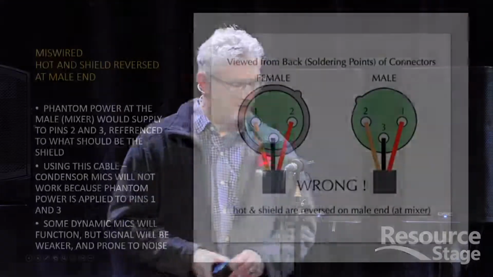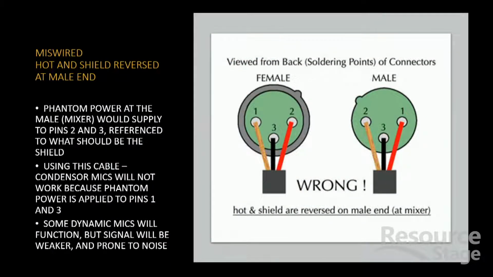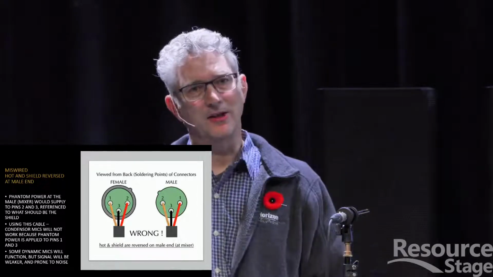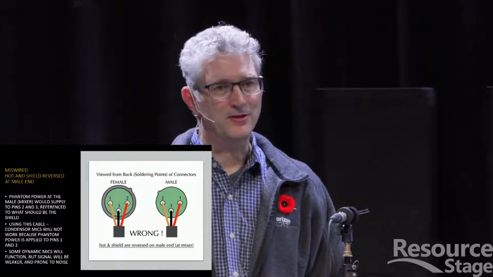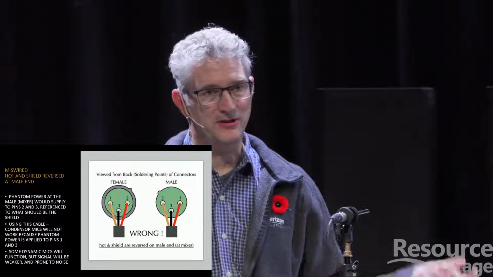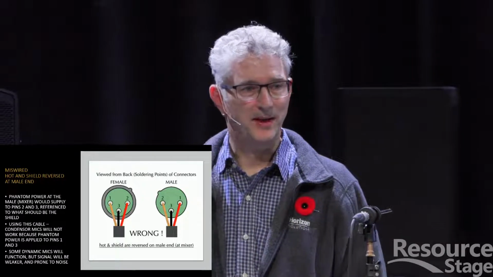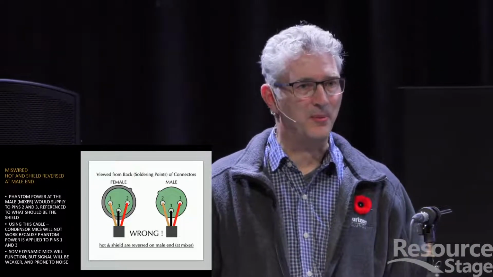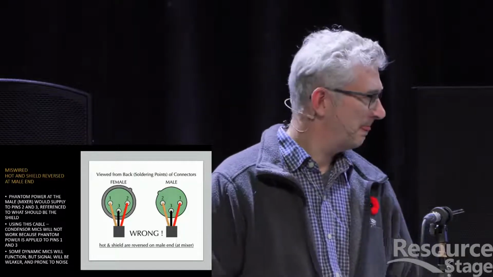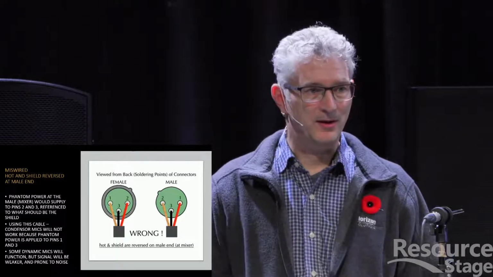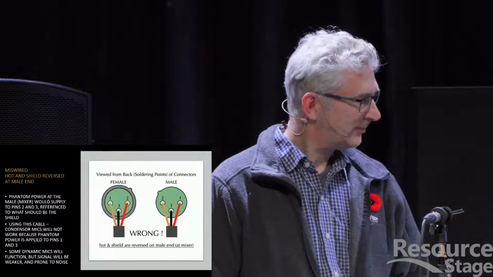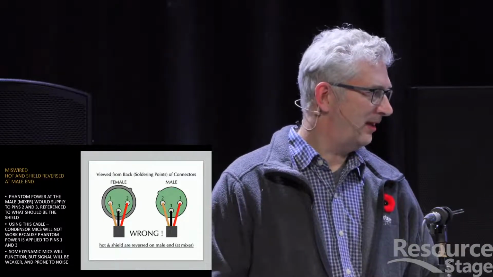In this particular instance, you can see that the male is what plugs into the back of the mixer. The female connects to your microphone. The female end is actually wired correctly. Pin 1 is the shield. Pins 2 and 3 are the signal carrying conductors. But you notice at the male end, pin 1 is connected to one of the signal conductors, and pin 2 is the shield. So those two have been reversed. Using this cable, condenser mics will not work because the phantom power is not being sent down the proper conductors. It's not going to reach the microphone and work. Some dynamic microphones might work, but they might be prone to noise. So the male end is reversed on this one.